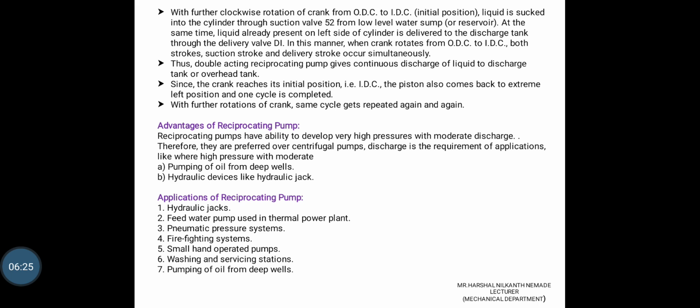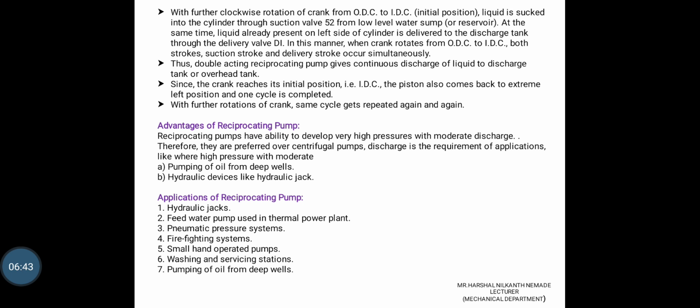Thus, the double-acting reciprocating pump gives continuous discharge of the liquid to the discharge tank. When the crank reaches the initial position, that is IDC, the piston also comes back to the extreme left position and one cycle is completed. With the further rotation of the crank, the same cycle gets repeated again and again.